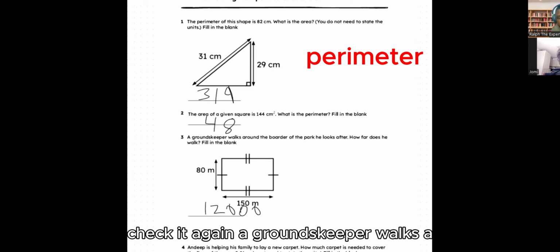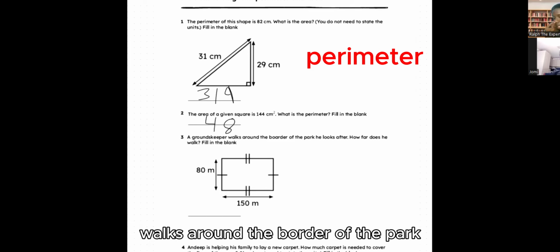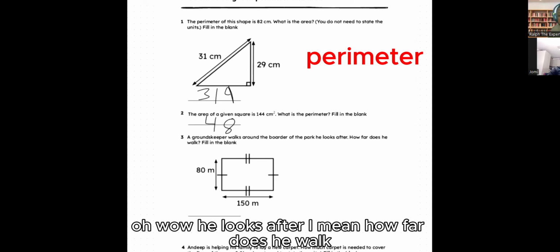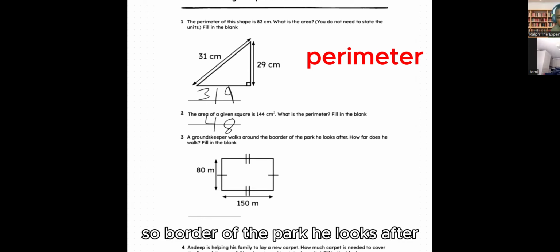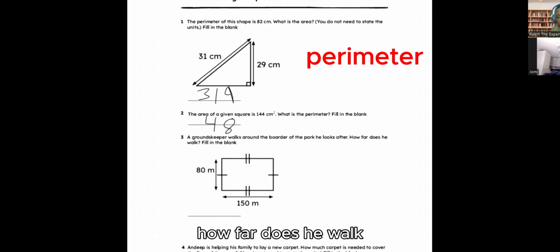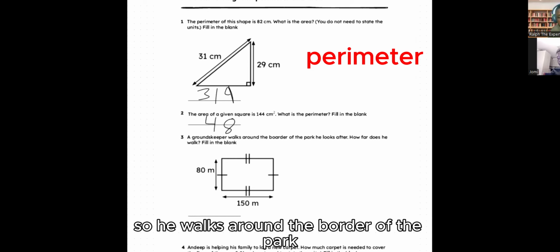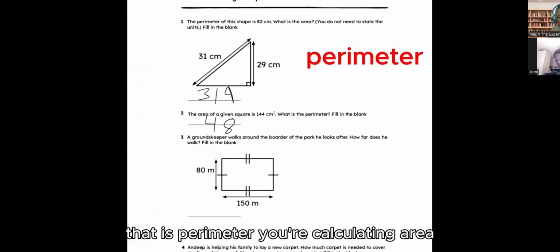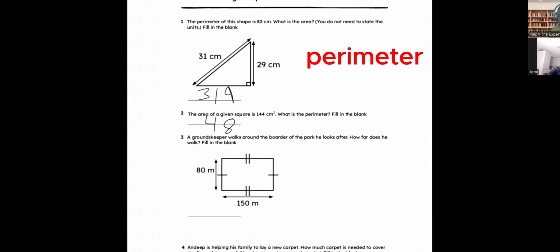A groundskeeper walks around the border of the park. Oh, he looks after it. How far does he walk? So he walks around the border of the park. That is perimeter. You are calculating area. Yes, exactly.